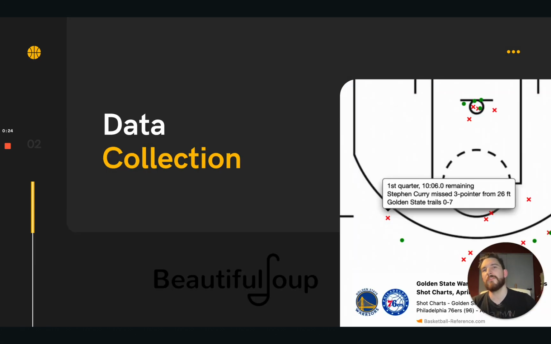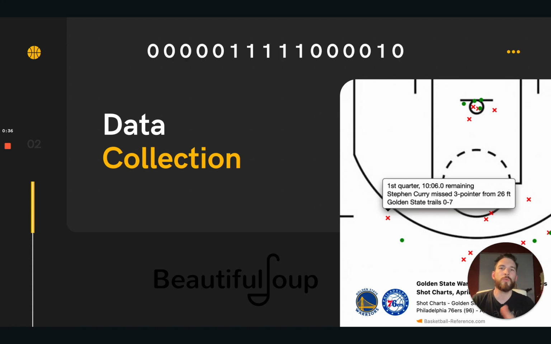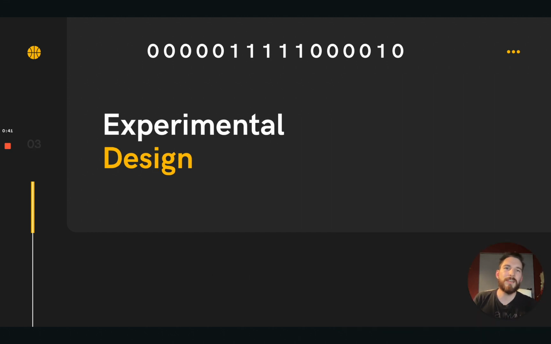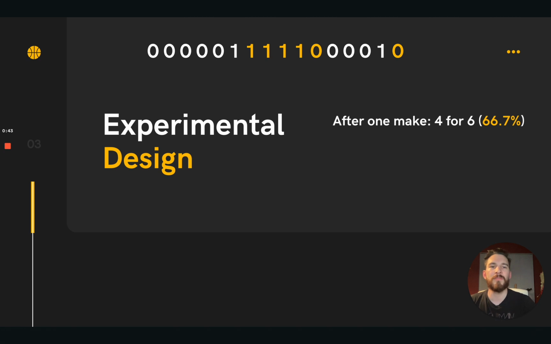To collect the data for my analysis, I used Beautiful Soup to scrape the shot charts found at basketballreference.com. The points in these charts contain details about each shot a player took in a particular game, and from this tooltip, I was able to scrape the data for each shot and organize each game into a sequential string of makes or misses. With this string of ones and zeros, I identified all the instances of a shot taken following a made shot and calculated the conditional fraction of those attempts. I then did the same thing for shots taken following a missed shot.